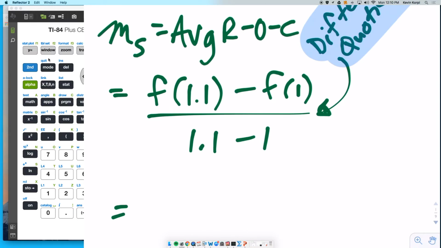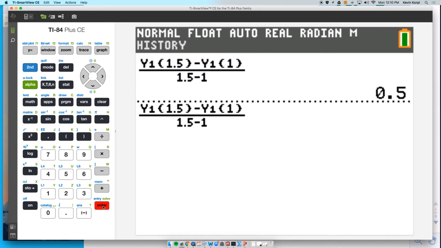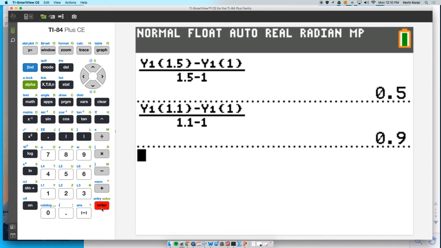Okay, so from here I could just go back to the home screen, and with the math type you can either scroll up and grab it and hit enter again, and then come back and change the 5s to 1s. You could do that, or you could just type it in again. I have to scroll with my mouse, which sometimes is a little bit frustrating. So it's using the same function, but now at 1.1, and you get 0.9. So that's 0.9.